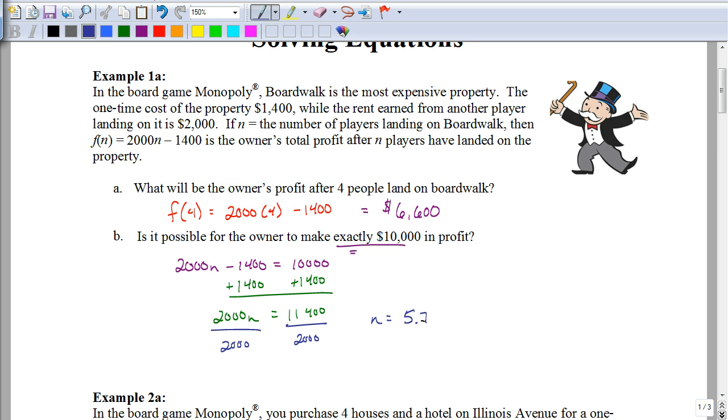Now here's the problem with story problems. You always need to make sure that you're answering the question. Because sometimes you do all the work, you get an answer, and even though you have the answer right and you haven't done anything wrong, we might not be finished yet. Because this particular question asks us, is it possible for the owner to make exactly $10,000 in profit? And since n represents the number of players, you're not going to have 5.7 players, so your answer would be no, it's not possible.